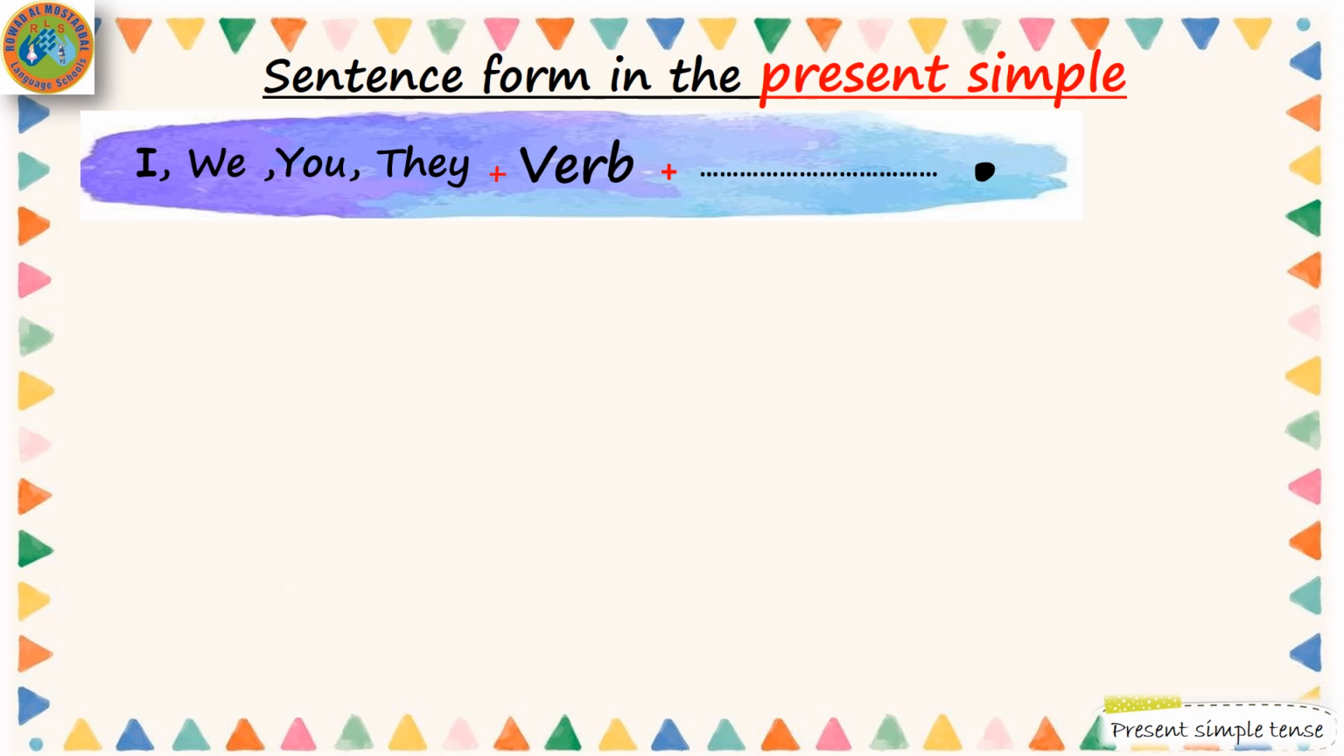So if the subject is I or we or you or they, I will put the verb only. Don't put anything to the verb. For example, I drink milk every day. I here is the subject, drink here is the verb. So I will put drink only.